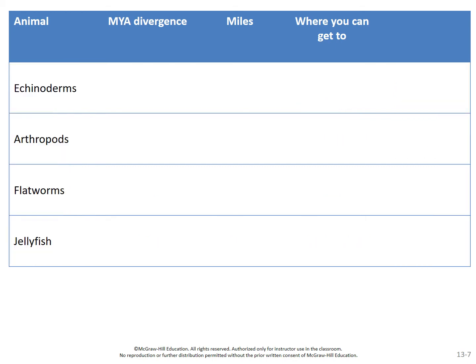Okay, so now we're going to take a look at other phyla. So we're going outside of phylum Chordata, and the most closely related other phylum to us is the echinoderms. So here's an example, a sea urchin. And so how long ago did we diverge from them? About 570 billion years ago. That equates to about 548.8 miles.